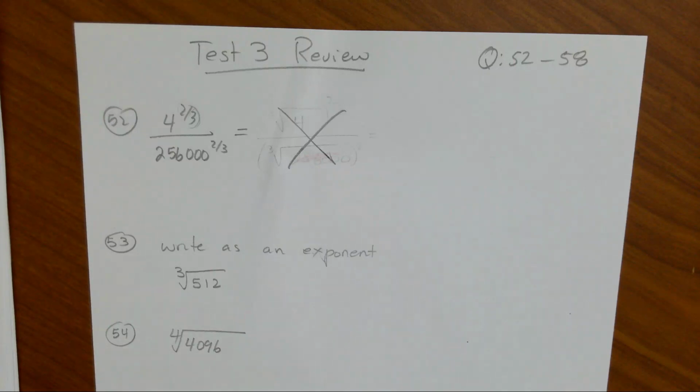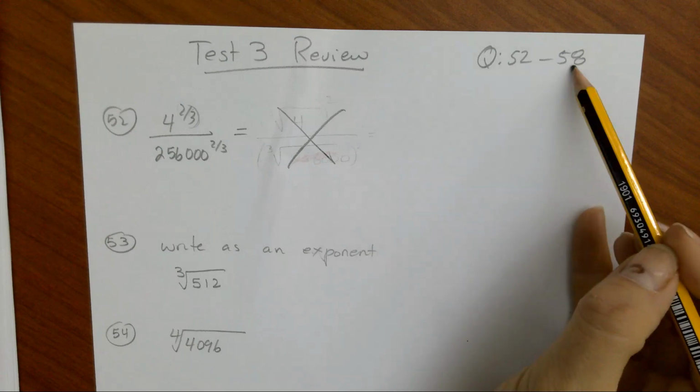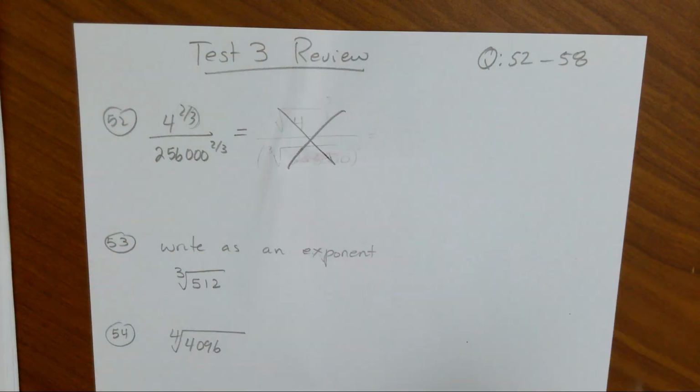Okay, so test 3 review, questions 52 to 58. Don't do 52, I don't like it. Okay.